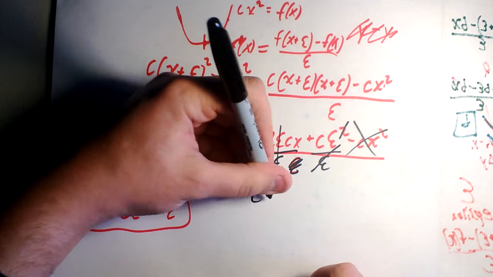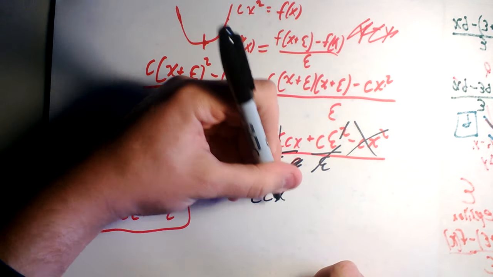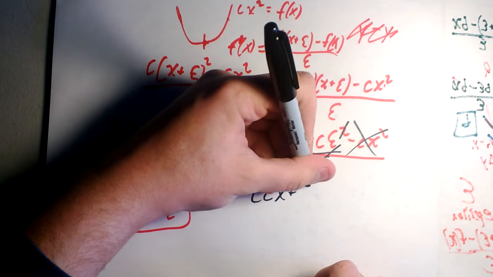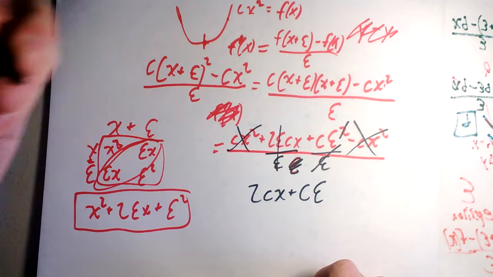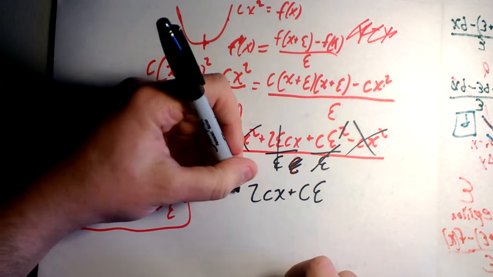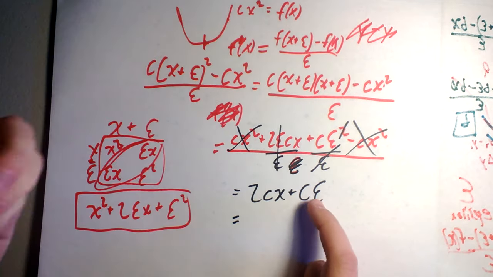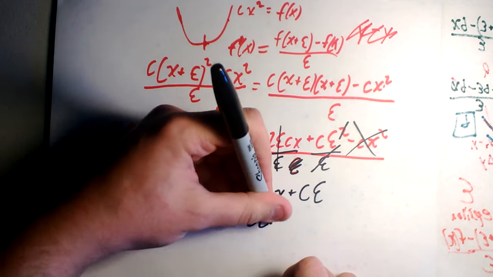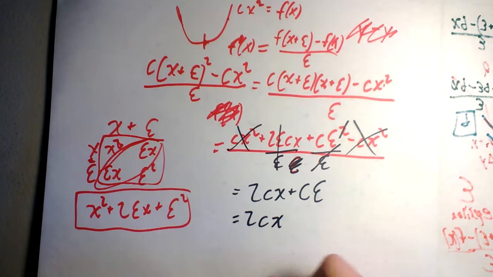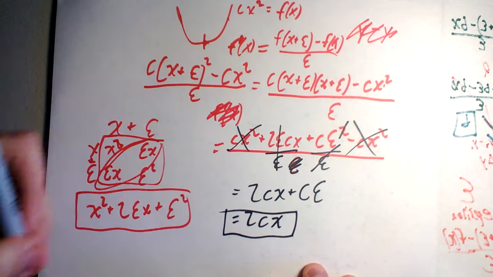So this simplifies to 2 times c times x plus c times epsilon. All right? So that should be our slope, except let's plug in 0 for epsilon now. 0 times c is 0, and you just get 2cx. Somehow, out of the blue, we got a formula for it.